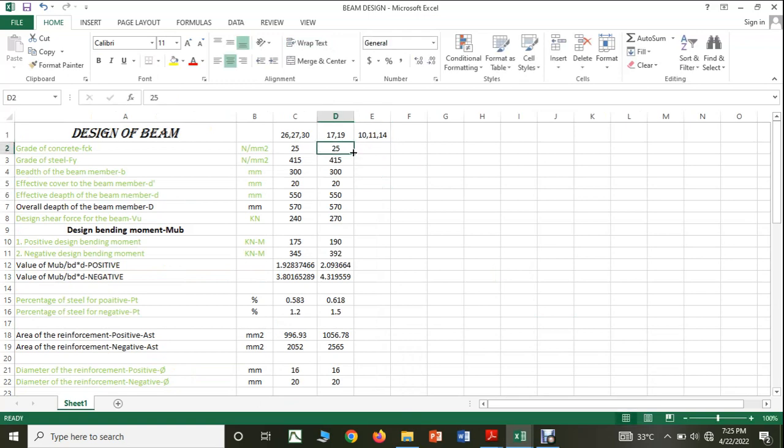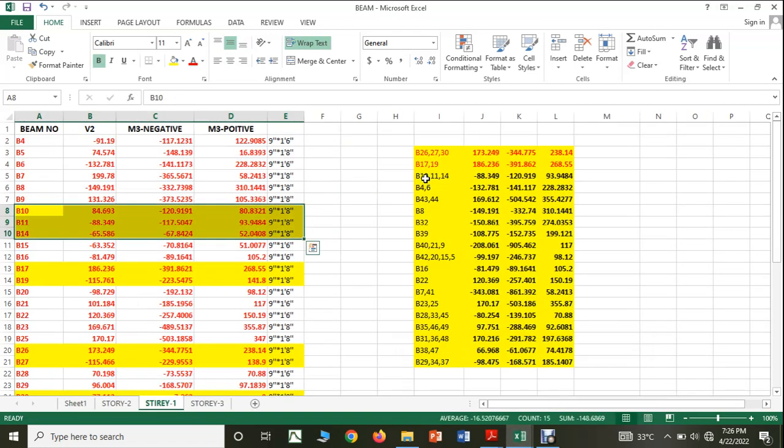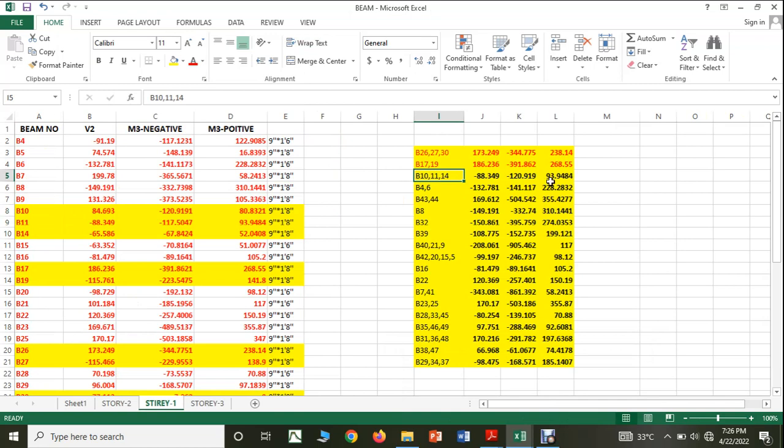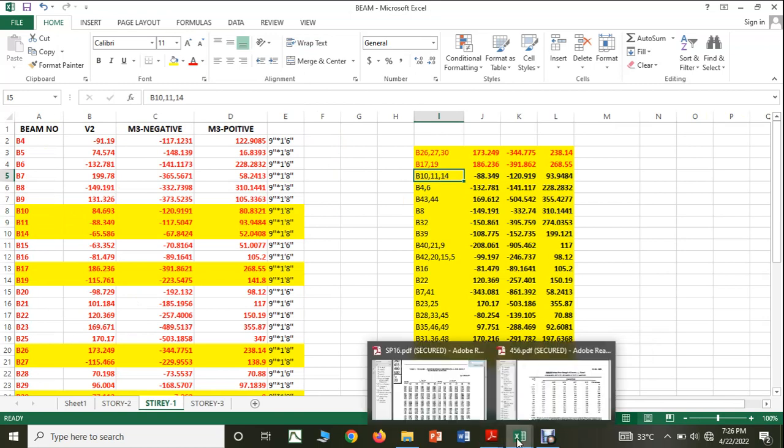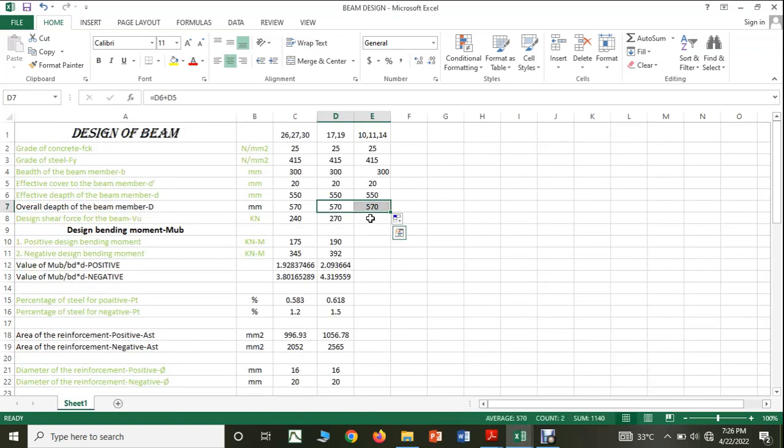So again I am using grade of concrete as 25 and the grade of steel as 415. Your breadth of the member is 300 and the effective cover is 20. So therefore you will get the effective depth 550 and the overall depth will be 570. According to this, your design shear force is low compared to the moment, that is 93.94. I can make it as 94.